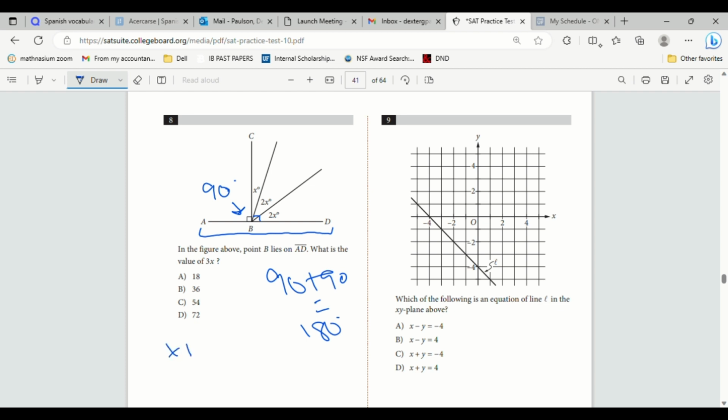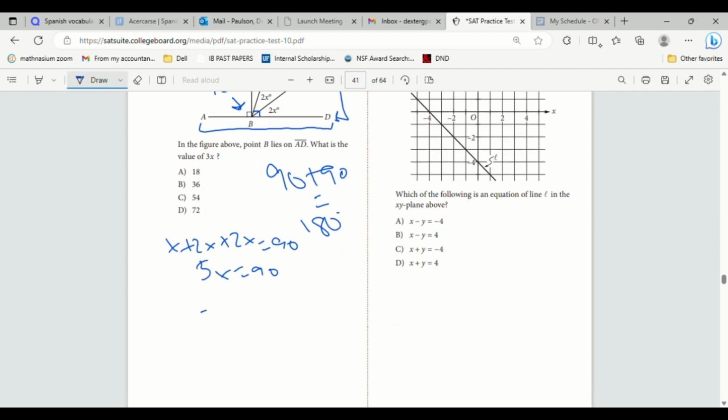So we can add up all the x's. X plus 2x plus 2x equals 90 because this whole half is also 90 degrees. So 5x equals 90. We divide both sides by 5. So 90 divided by 5 is going to be 18. And then the value of 3x, so it's 18 times 3, or 54.